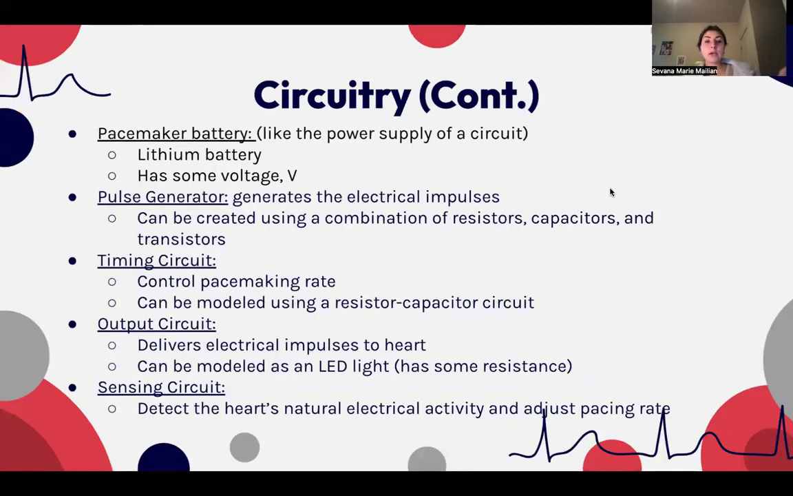So the pacemaker battery is like the power supply, and it has some voltage. And the pulse generator generates electrical impulses, and it can be modeled using a combination of resistors, capacitors, and transistors. The timing circuit controls the pacemaking rate, and it can be modeled using a resistor capacitor circuit. And then the output circuit is what delivers the electrical impulses to the heart. And that could be modeled as a simple LED, which has some resistance. And then we also have the sensing circuit, which detects the heart's natural electrical activity and adjusts the pacing rate. So if we were to attempt to model a pacemaker as a series of circuits, this is essentially how we would break it down.